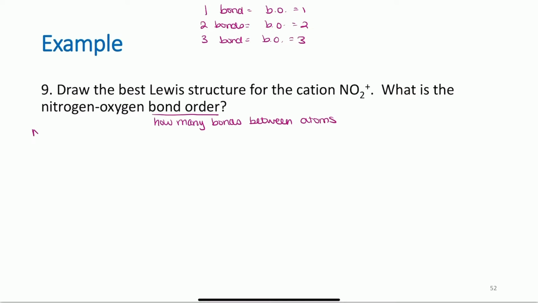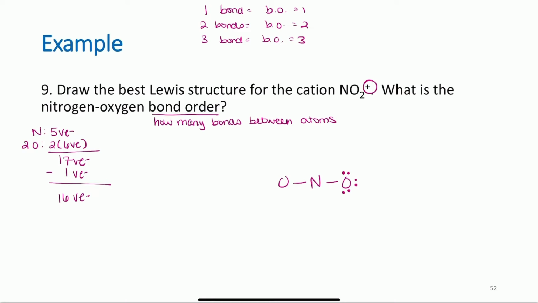So NO2, nitrogen, 5 valence electrons, 2 oxygens, 2 times 6 valence electrons, overall 17 valence electrons, but I have a +1 charge, which means I'm taking away one of my electrons, giving me 16 valence electrons. Nitrogen, connect your oxygens, give your outer atoms their octet, 2, 4, 6, 8, 10, 12, 14, 16. I've used up all electrons. Check to make sure your central atom is at its octet. This does not. Form double bonds as necessary.